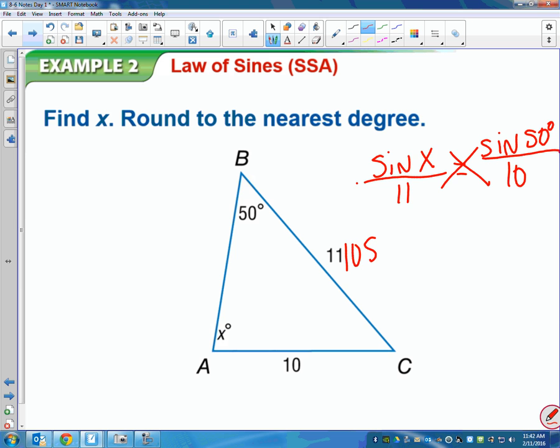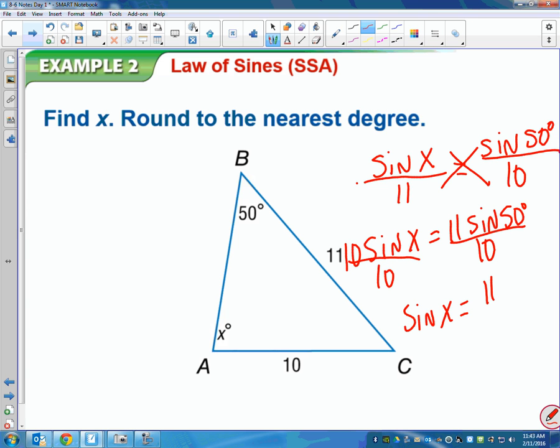Because right now, I would have 10 times sine of x equals 11 times sine of 50, and then I would divide by 10. And now I have the sine of x equals, and it's kind of up to you and what you want to do here. If you want to get the decimal here, write a lot of decimals out if you're going to do that. I'm going to write it like this for now, because I don't like to round until the end if I don't have to. This is what the sine of x equals.